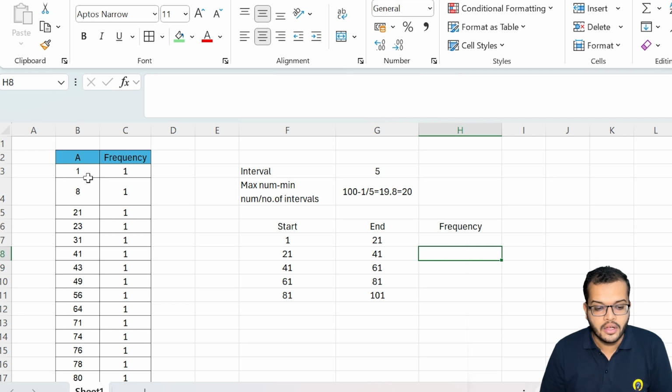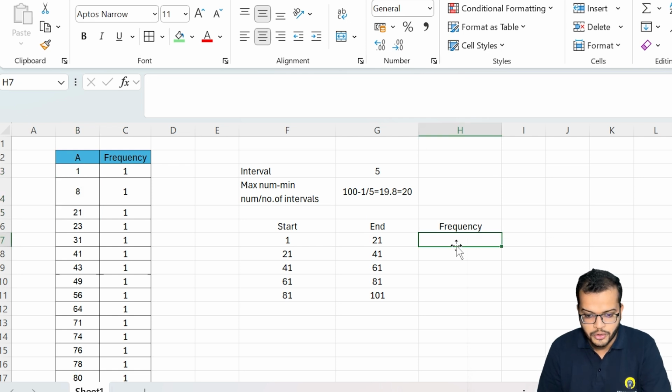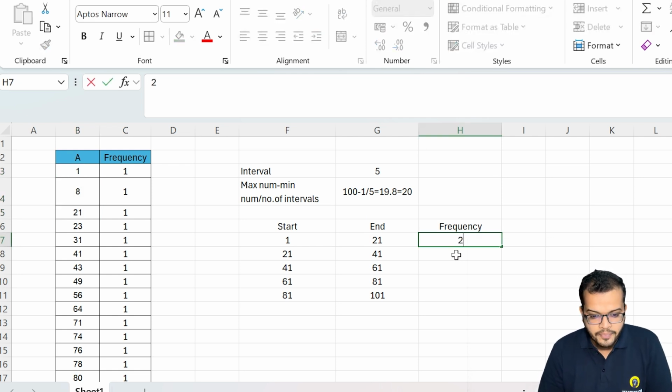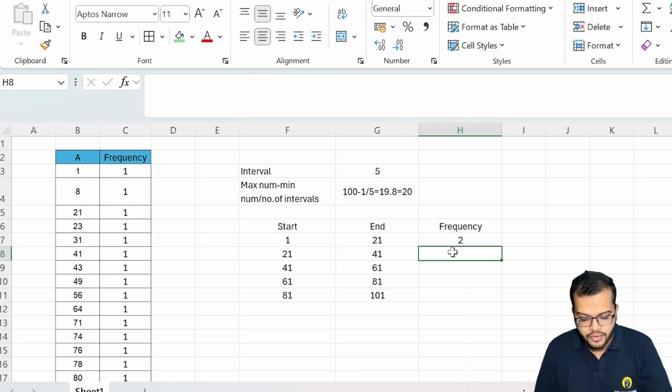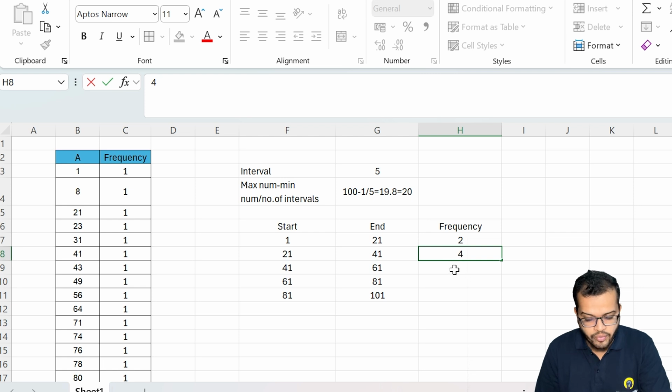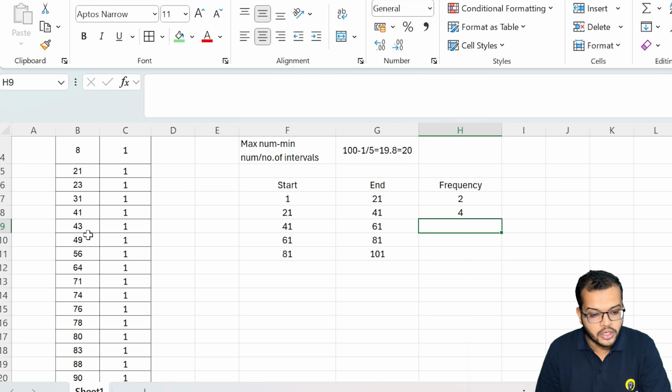If we consider 1 to 21, in between 1 to 21, how many do we have? We have a frequency of 2. Again, if we consider 21 to 41, how many do we have? What is the number of total values? That is 21, 23, 31, 41. So we have 4. In the same way, for 41 to 61, if you see here, 1, 2, 3, we will be having 3.